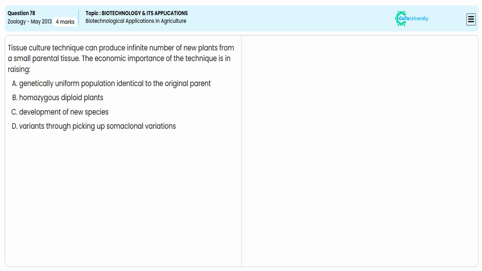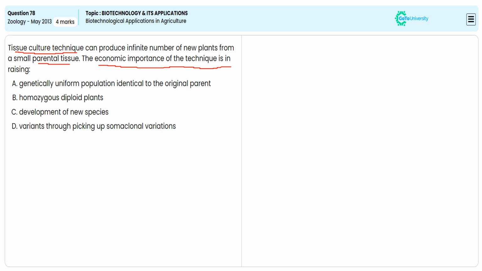In this objective question, they are directing us to understand the statement: tissue culture technique can produce an infinite number of new plants from a small parental tissue. With this specification, they are insisting us to choose the correct economic importance of this tissue culture technique from the given options. So we are avoiding the wrong options to choose the correct option after giving an appropriate reason.